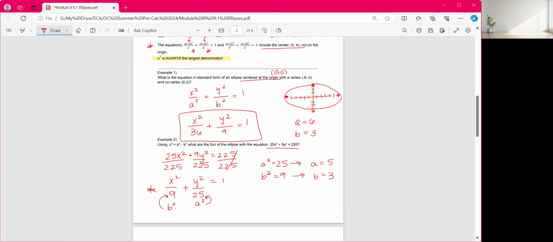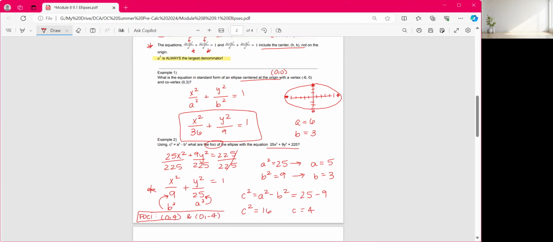And then in order to find the foci, I have to do c squared equals a squared minus b squared. So I'm going to get 25 minus 9. And so then I know c squared equals 16. Take the square root of both sides, I get c is 4. And so my foci are at 0, 4 and 0, -4.